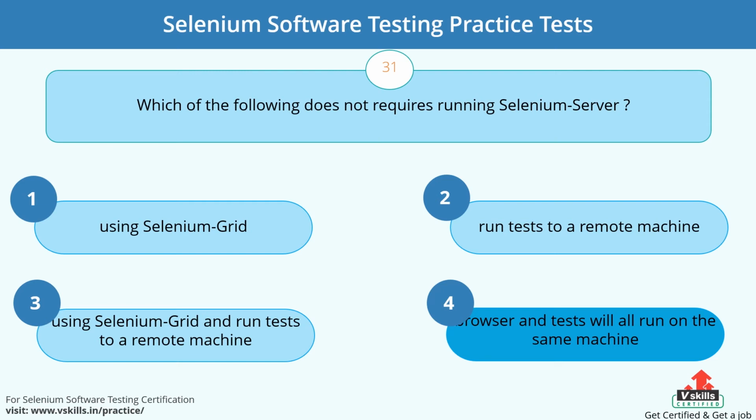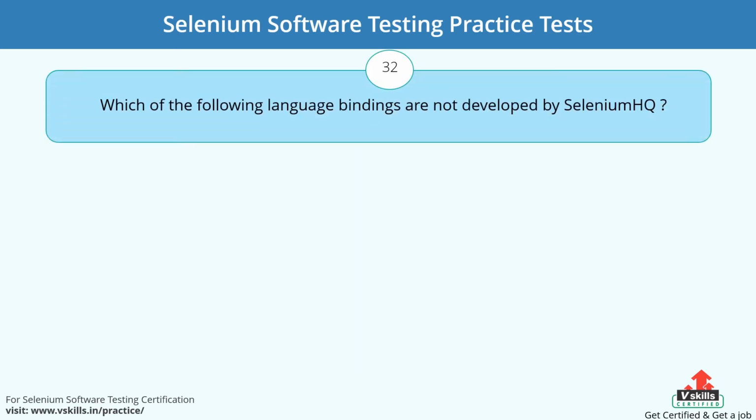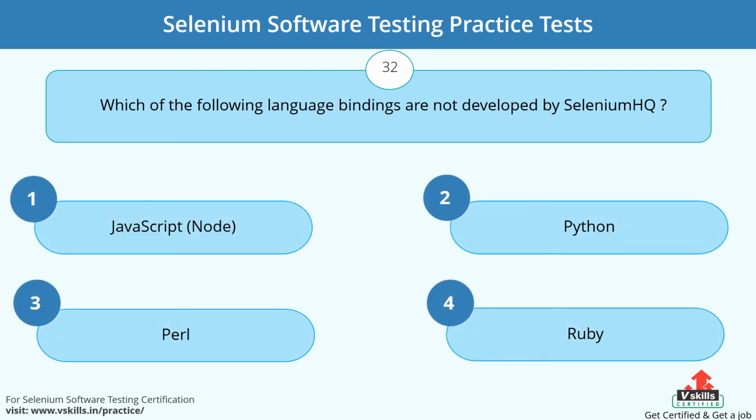Question number 32, which of the following language bindings are not developed by Selenium HQ? The options are A. JavaScript Node, B. Python, C. Perl, D. Ruby. The correct answer is option C.